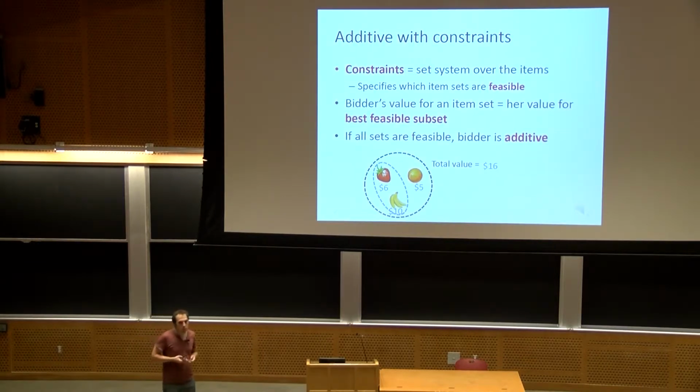Okay, so we're also going to talk a bit about additive values subject to a feasibility constraint. That means that each bidder has a set of feasible sets of items that they can get, and the value for a set of items is the value for the best feasible set of items. So for instance, if we have these 3 items, and the feasible sets are the strawberry and the banana, or the singleton, then if we get the bundle, the best feasible set is the strawberry and the banana, and the value is the sum of the values of the best feasible set.